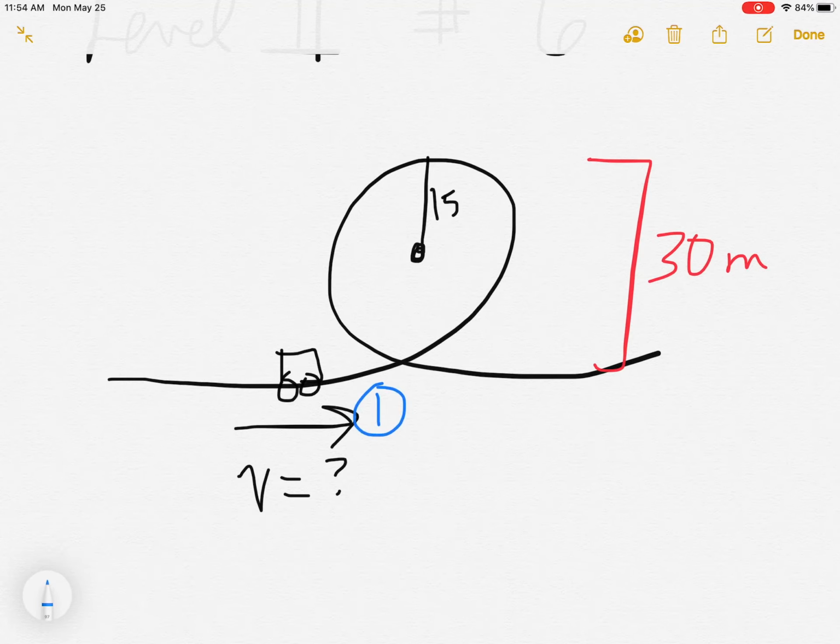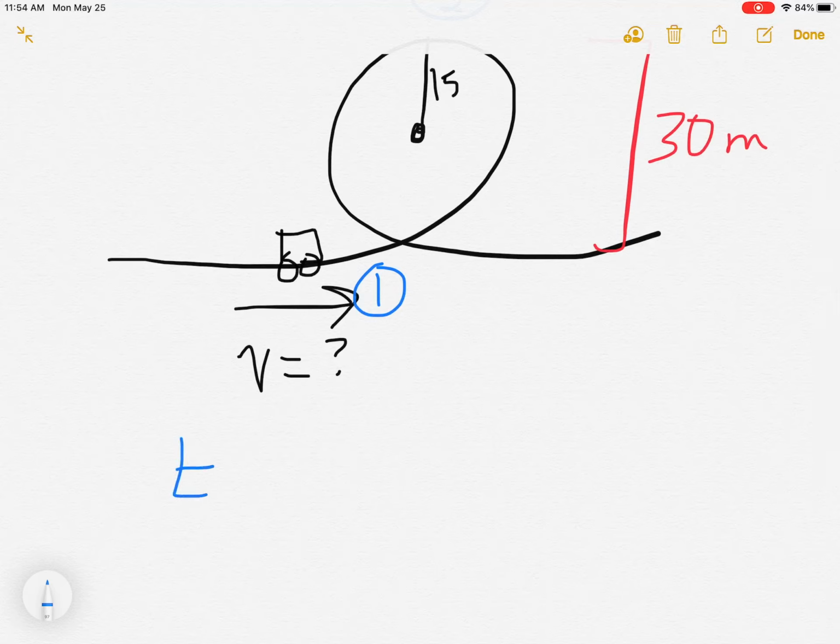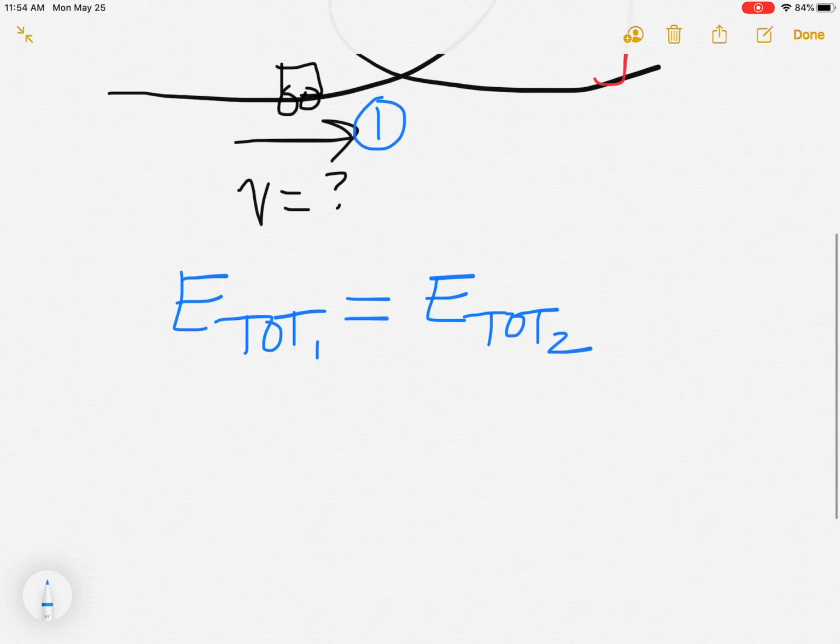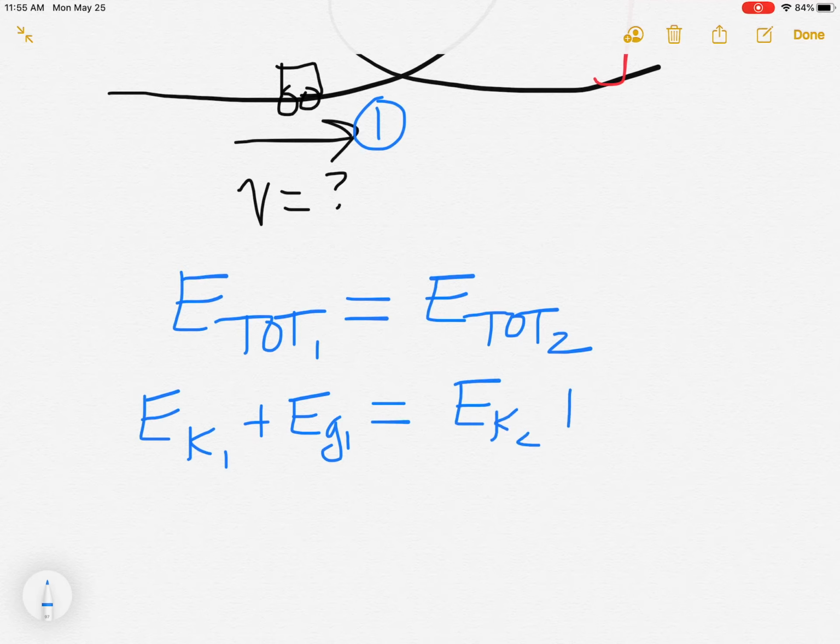So if we think about energy, we have a position 1 at the bottom and a position 2 at the top. And we know that the law of conservation of energy says that the energy in both positions is equal. So we start with that. And of course, when we do this, we have to consider the EK in position 1 and the EG in position 1, and the EK in position 2 and the EG in position 2.